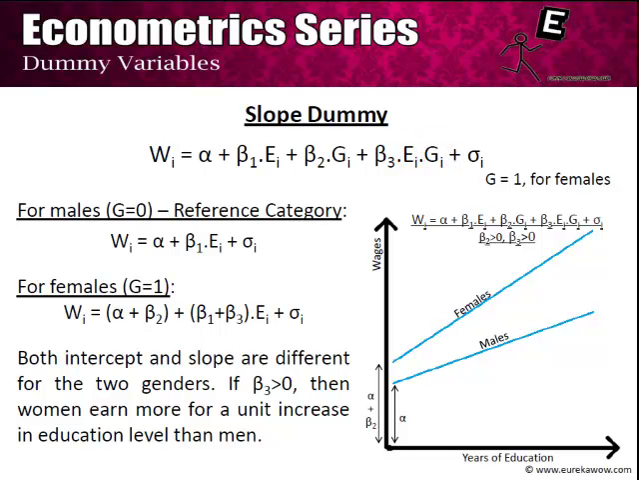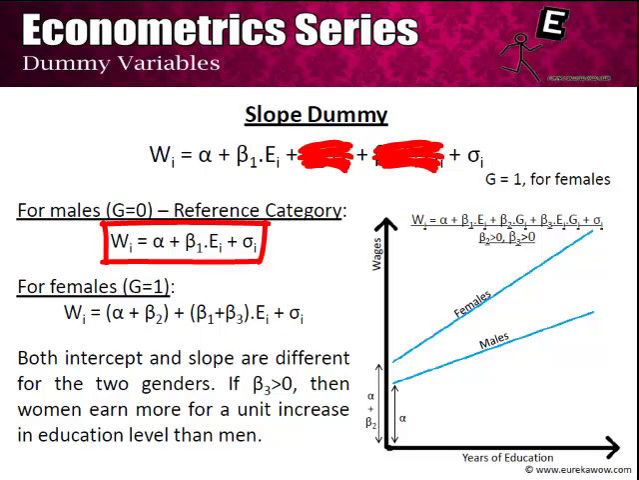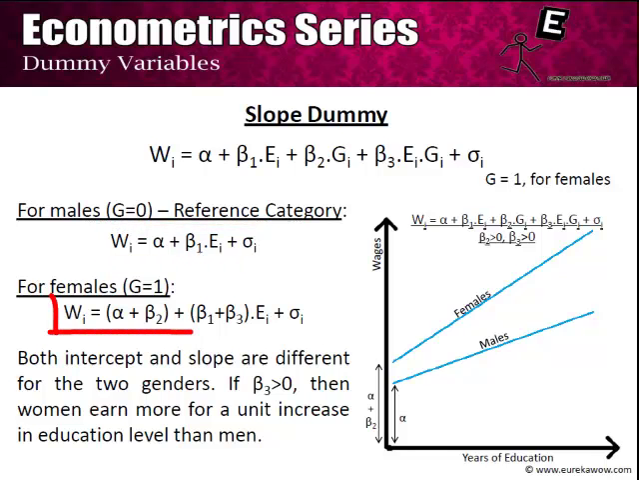Now for the reference category, which is males, G equal to 0, and the entire equation becomes WI equal to alpha plus beta 1 EI plus sigma I. For females, G equal to 1, and the equation thus becomes WI is equal to alpha plus beta 2 plus beta 1 plus beta 3 EI plus sigma I.